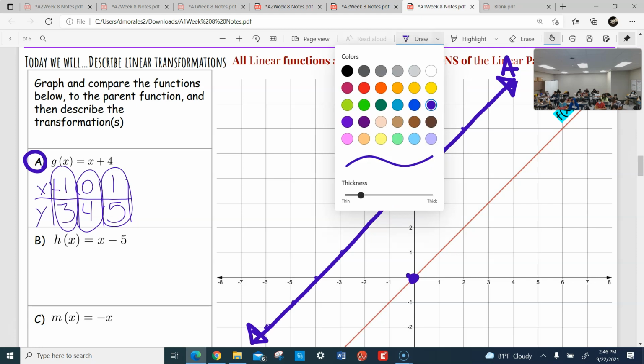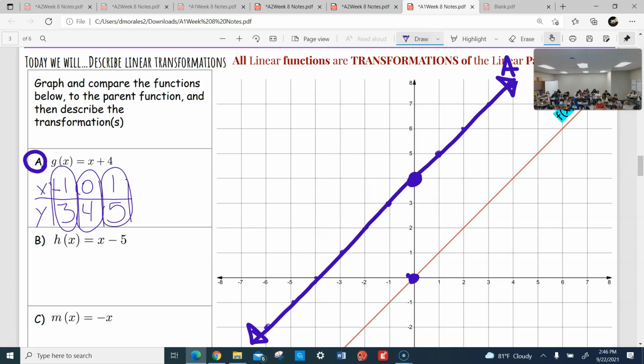So here's how we're going to explain the transformation. Right here in this little space, graph A, which is this blue one we just did, shifted 4 units up. So the effect we have is when you have an x in your equation and you add 4 after it, it moves it 4 units up. So adding 4 or adding anything after the x makes it move up.